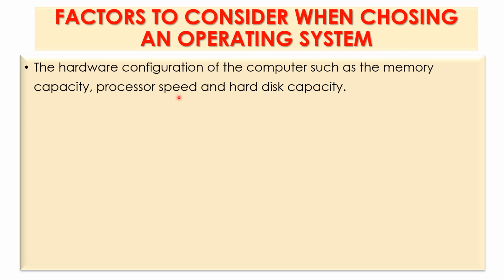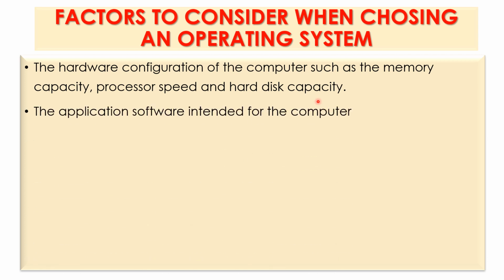What is the speed of my processor? The hard disk, that is the secondary storage capacity. We talk of the hard disk in your computer. How big is it, so that it is going to tally with the operating system that I want? So that is consideration number one.